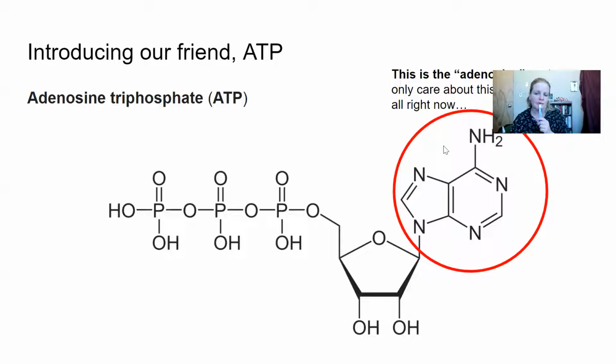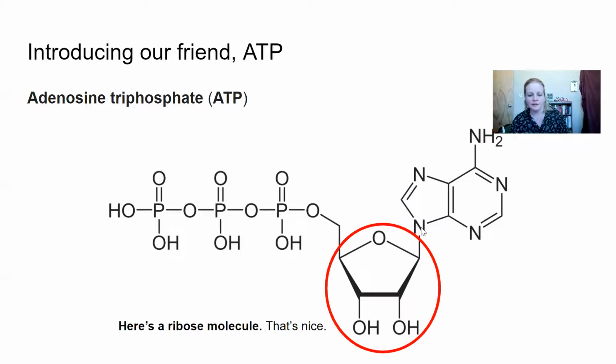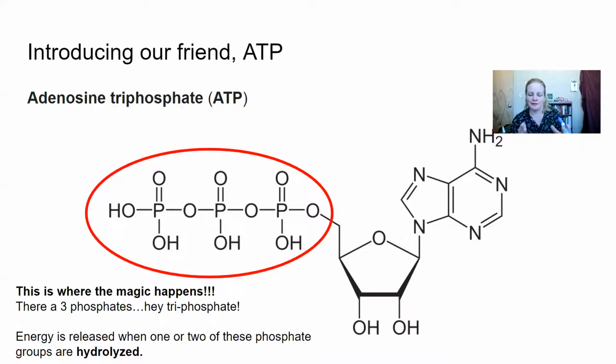But let's talk about what adenosine triphosphate is. So here's our adenosine part. Cool, great. We don't really care about that right now. And look, there's a ribose molecule. That's cool, great. But this is what we care about. This is where, when we're talking about energy transport, we're talking about how ATP is the currency of the cell, and this is where the energy comes from to power our cellular processes.